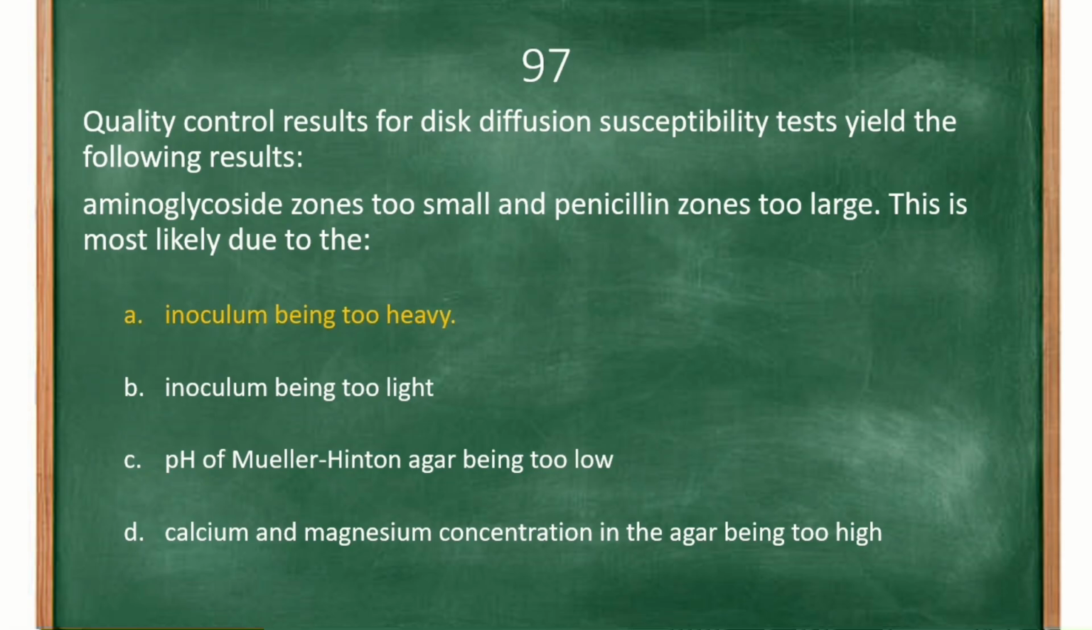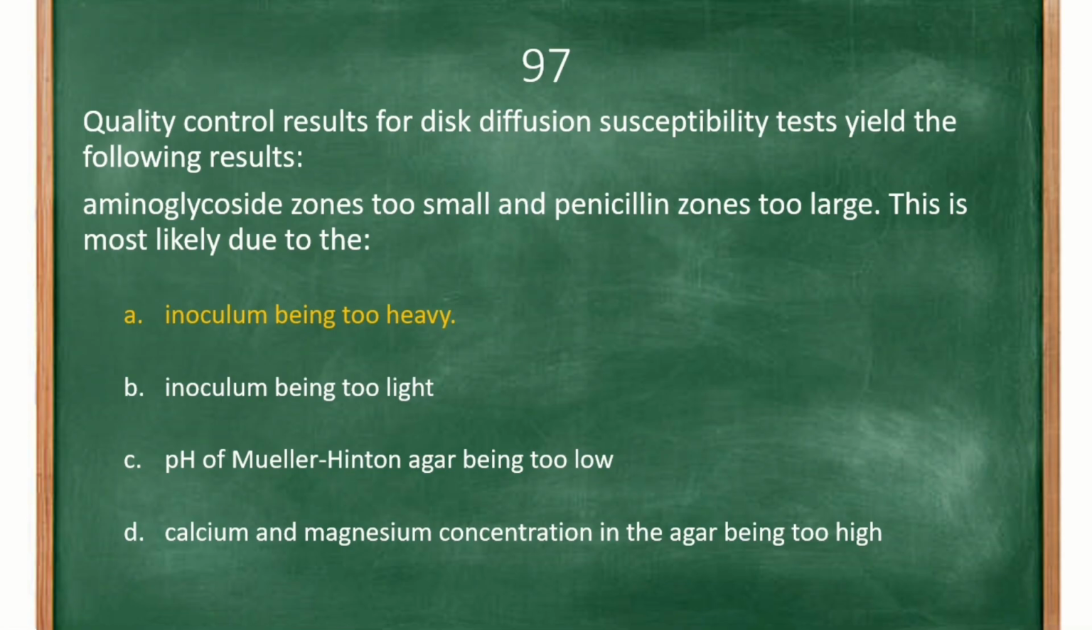So the correct answer here is A, the inoculum being too heavy. If the inoculum is too heavy, it means that there are too many bacteria on the agar plate. This high bacterial density can lead to a smaller zone of inhibition for antibiotics like aminoglycosides, because the higher bacterial concentration can neutralize or reduce the effective concentration of the antibiotic around the disc.